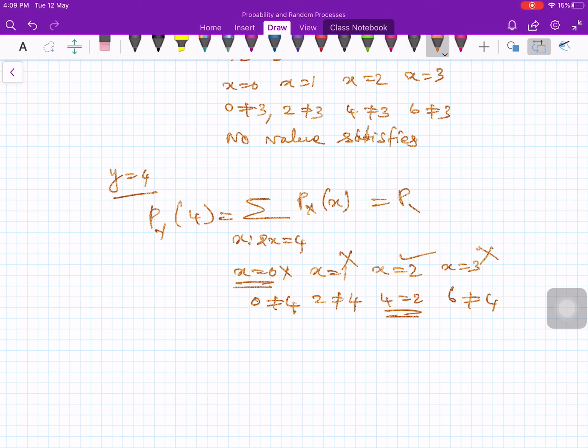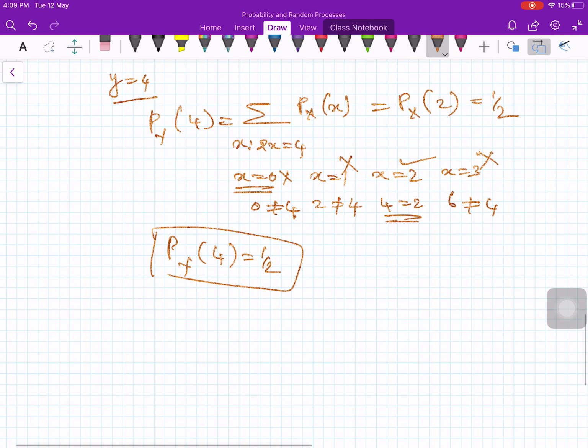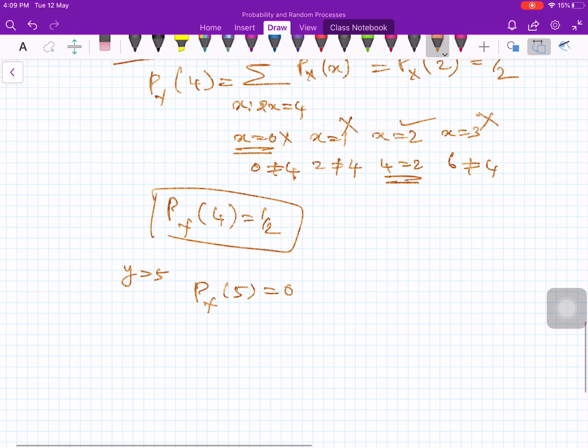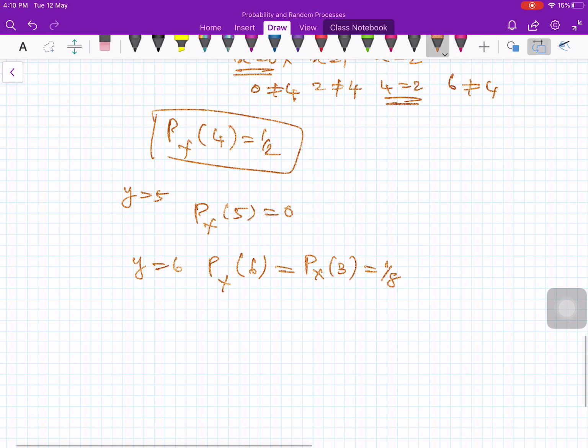So therefore this is px of 2. What is px of 2? It is 1/2. Therefore py of 4 is equal to 1/2. Similarly, you can substitute y equal to 5, and in the same way you will find it equal to 0. If you substitute y equal to 6, then py of 6 is px of 3, which is equal to 1/8. Now for y equal to 7, 8, 9 and so on, py of y is equal to 0.